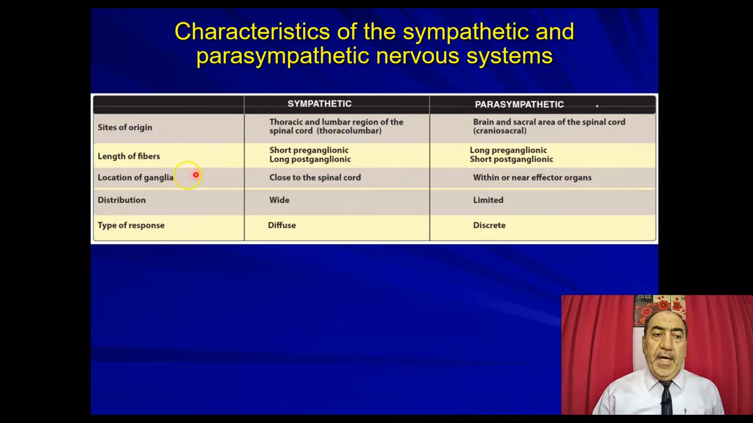So we already mentioned the location of ganglia: close to the spinal cord in the sympathetic nervous system, whereas in the parasympathetic nervous system it's within or near the effector organ. Distribution in the sympathetic is wide, almost everywhere. Parasympathetic is limited, as we'll see in our next lecture. The type of response is diffuse. That's why you have this sympathetic chain ganglia. There is some communication between these ganglia, so that the sympathetic nervous system responds as one unit, as we mentioned earlier.